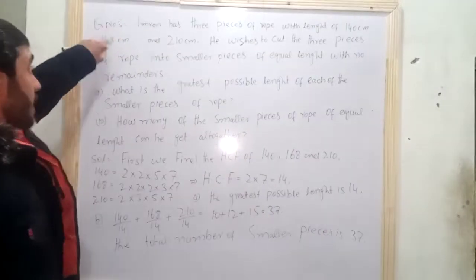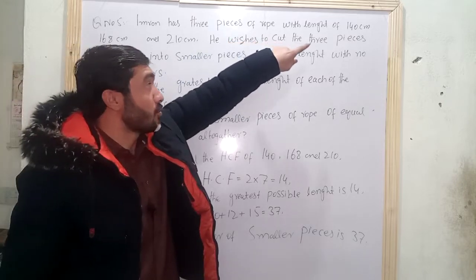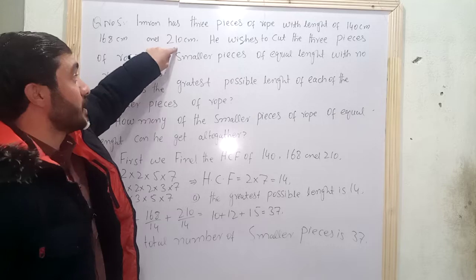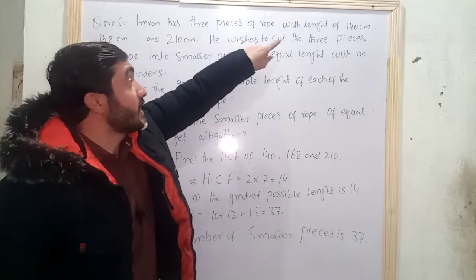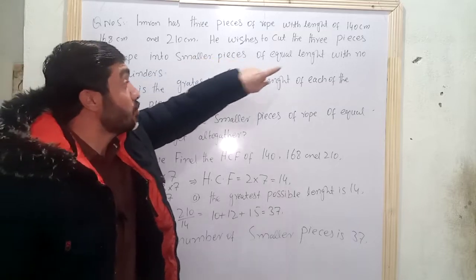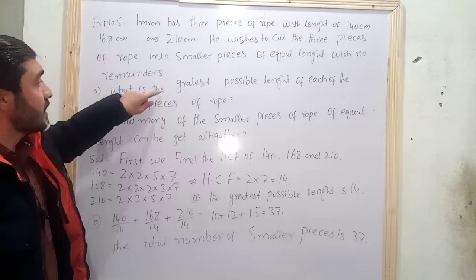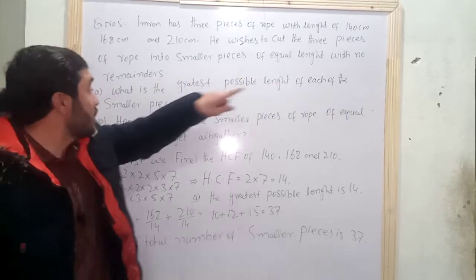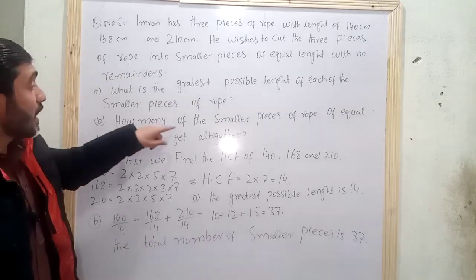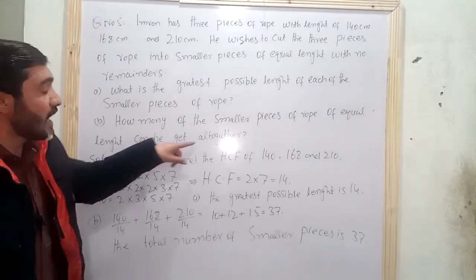Now question number 5. Imran has 3 pieces of rope with lengths of 140 cm, 168 cm and 210 cm. He wishes to cut the 3 pieces of rope into smaller pieces of equal length with no remainders. What is the greatest possible length of each of the smaller pieces of rope? How many of the smaller pieces of rope of equal length can he get altogether?